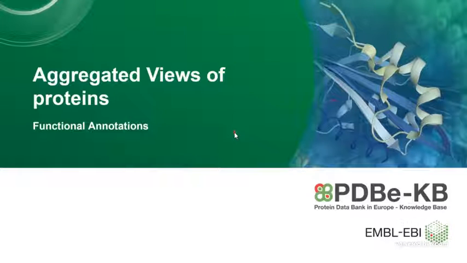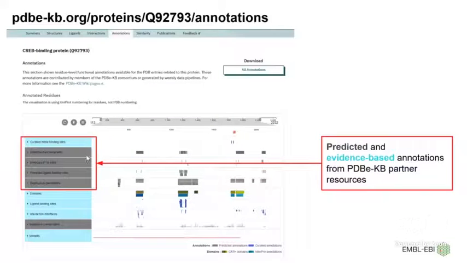Now let's talk about the functional annotations information in the aggregated view of proteins. Here you see a PDBe-KB viewer, which shows you predicted and evidence-based annotations in gray and blue respectively from various PDBe-KB resources. So this annotation section has all the functional annotations coming from our different PDBe-KB partners.